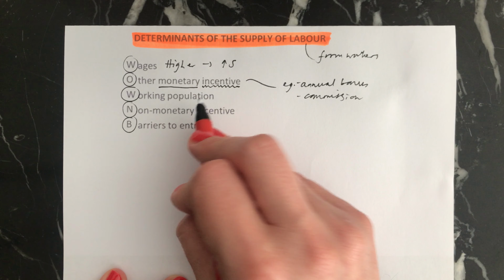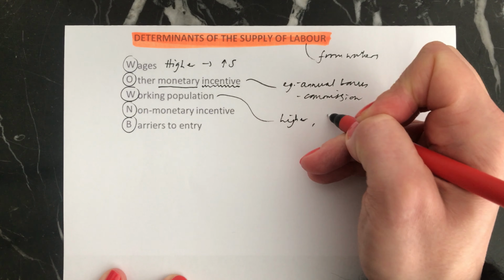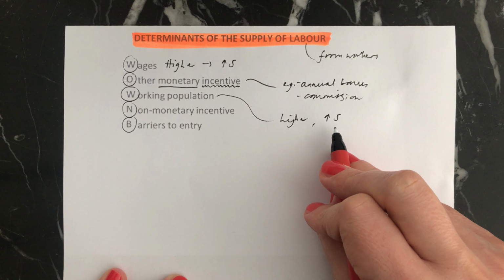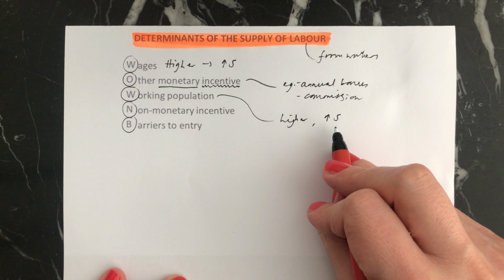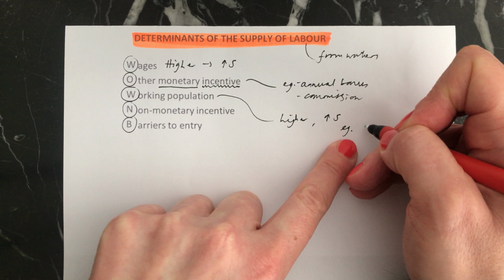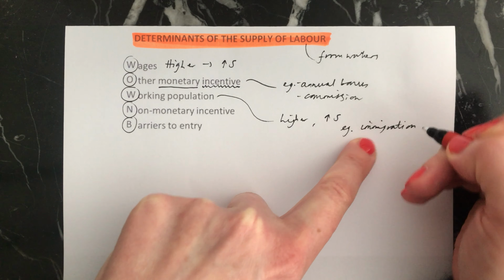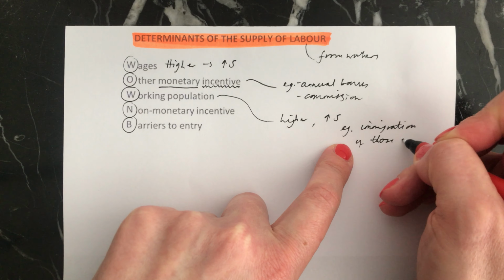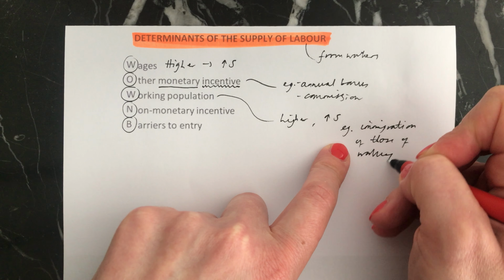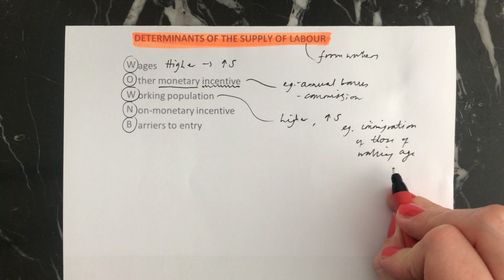The third one is the working population. If this is higher, this will increase the supply of labour, because literally you have more people in the country who can supply their labour. An example of working population increasing would be if you have immigration of people of working age. And this would increase the supply of labour in markets.